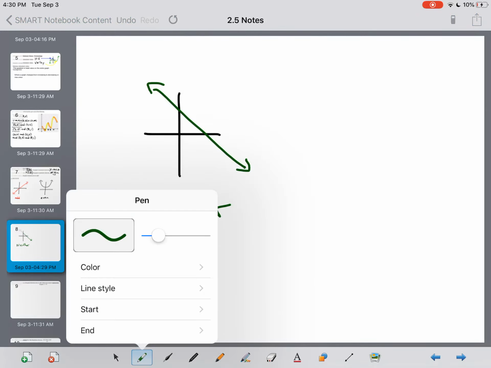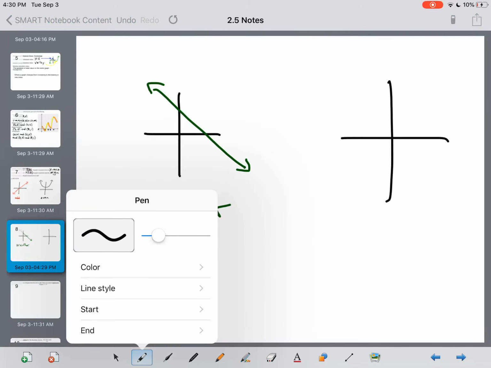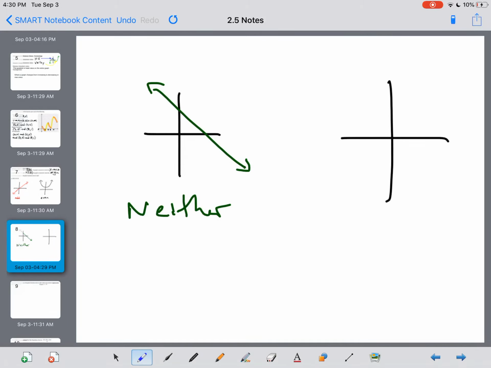All right, let's do one more. How about something like this? Okay, this looks like a cubic graph, right? So is this symmetric across the y-axis, across the origin, or neither? This one ends up being symmetric through the origin.